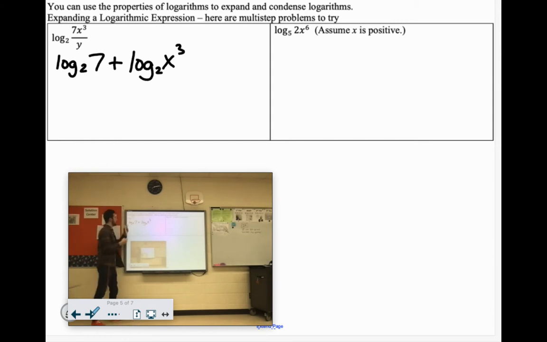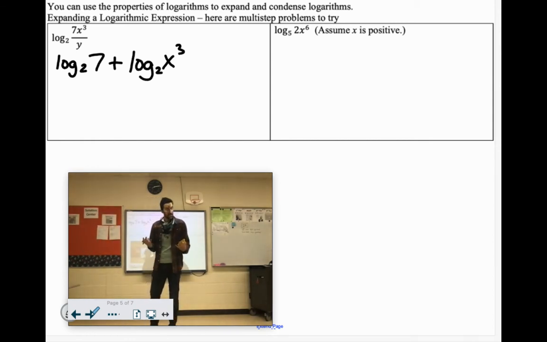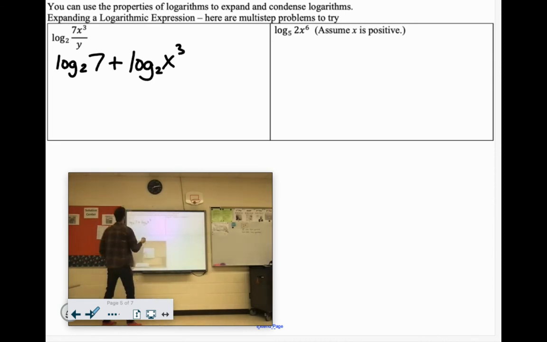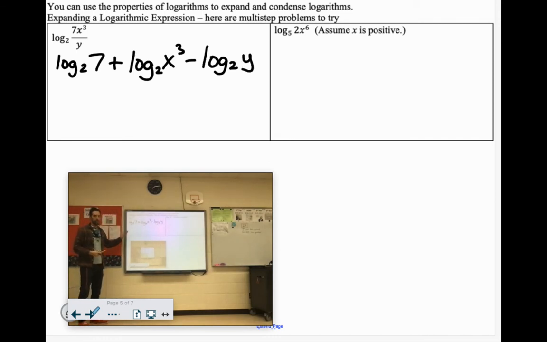And then do you remember which operation went with division? Yeah, that was subtraction. So we'll say minus log sub 2y. Now, you should always check if you can simplify it apart. 2 to the whatever power can't give you 7. 2 to the whatever power can't give you x to the third. 2 to the whatever power cannot give you y. So we can't simplify any of them into regular numbers.